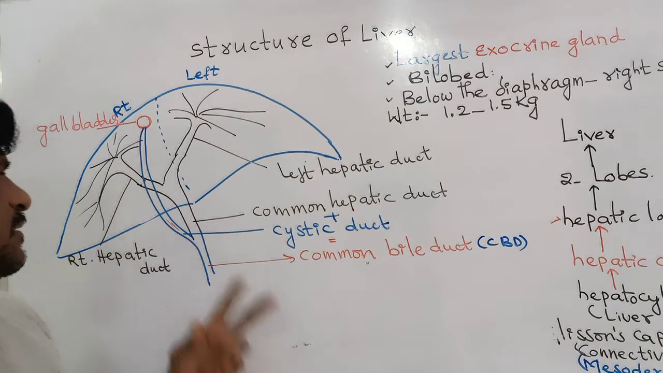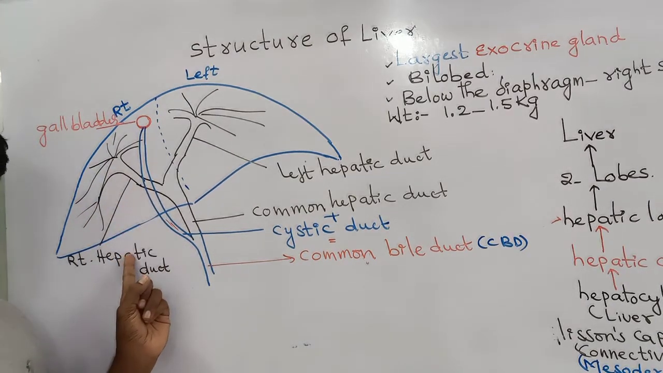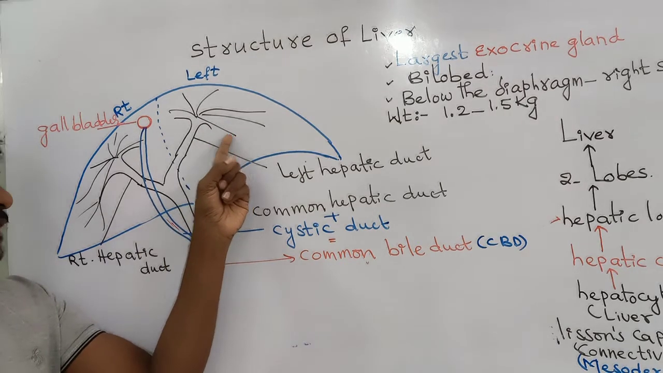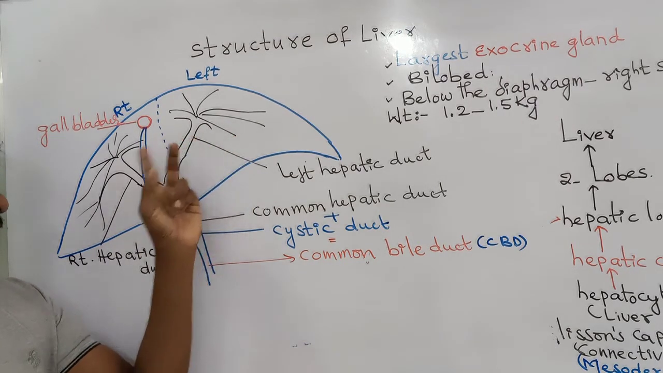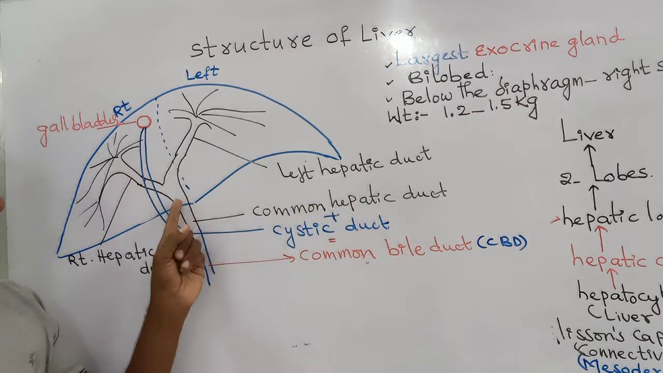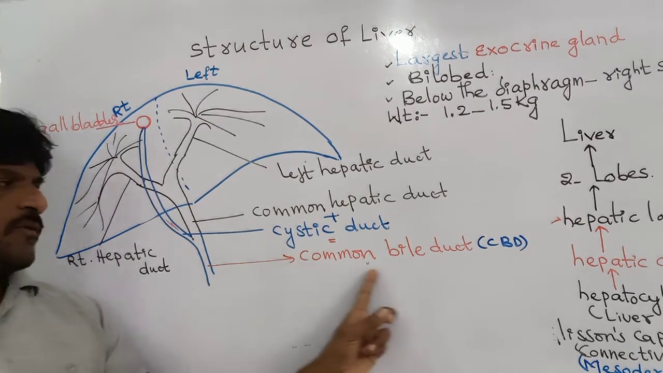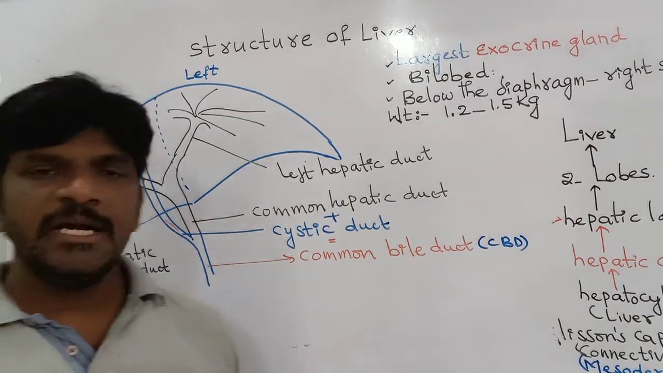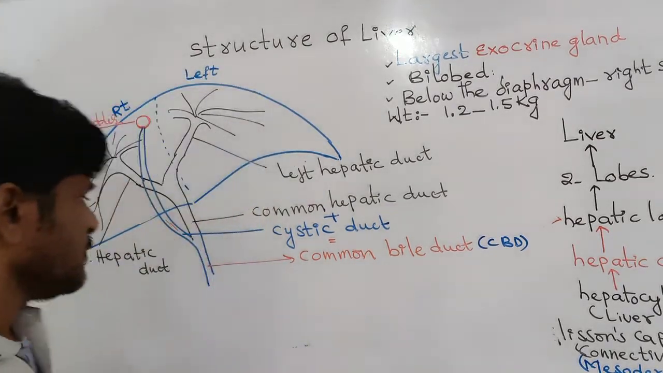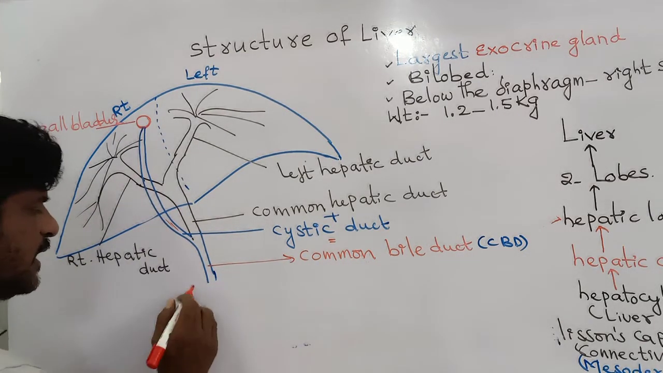Is it clear? Therefore, from the right lobe of the liver, the right hepatic duct is coming out. From the left lobe of the liver, the left hepatic duct is coming, and these two fuse to form the common hepatic duct. The common hepatic duct fusing with the cystic duct from the gallbladder forms the common bile duct, called the CBD. See this. And this common bile duct ultimately opens into a duct.